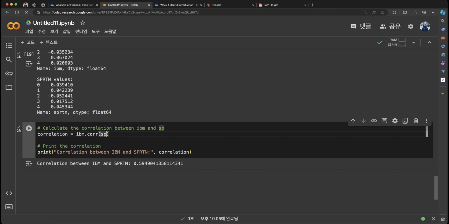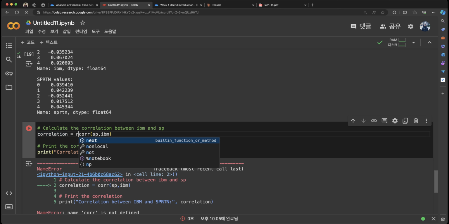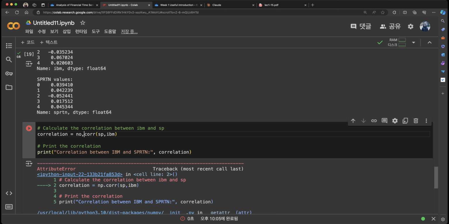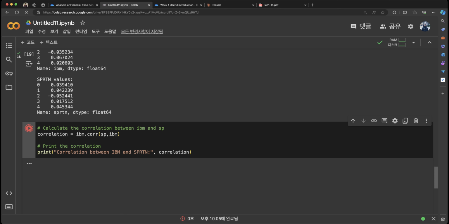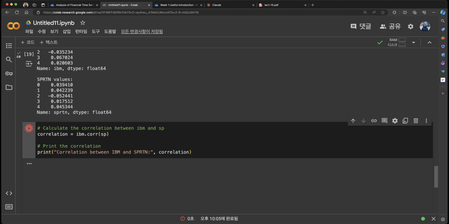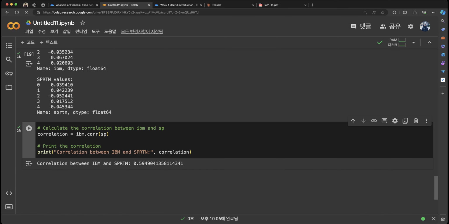Actually, I think I can do this one. Let me check. Well, this doesn't work. Okay, let's go back to the previous one. This is the correct one. So this is the correlation. Okay, something like this. Let me check the answer. It looks exactly the same.